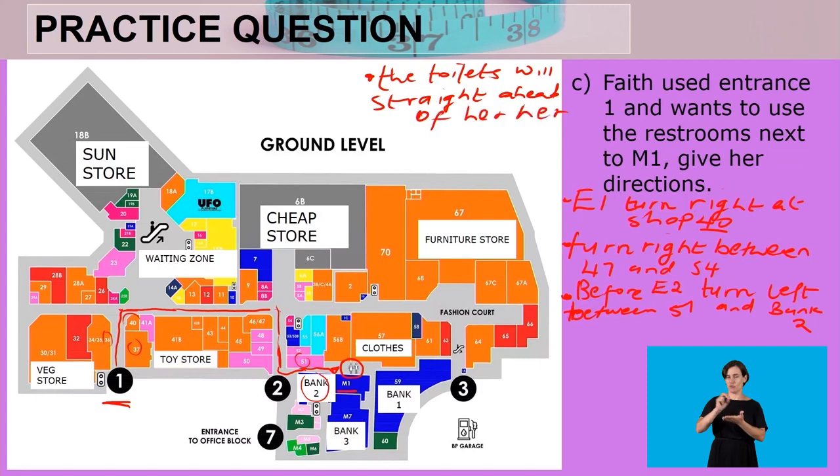So there's no need to write all that information that we said whenever we were giving her directions. You just write down the most important points: at entrance 1, you will go straight and then you will turn at shop 40, which is at the corner. Then you continue straight, then you will only turn right between 47 and 54. You continue straight down. Before entrance 2, you will turn to the left between 51 and bank 2. Then you will reach your destination. It is important that you write the destination, that the person will reach that destination or where the destination is.